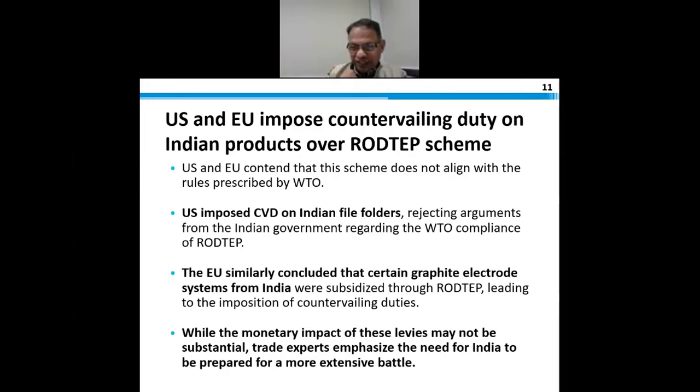But for 23-24, the date is extended up to 30th November. If you have not done it, please do it quickly. Complete it before. And it is applicable only to those people who are having more than 1 crore. So at least wherever you have taken RoDTEP benefit of more than 1 crore, please make sure that you file the returns before 30th November.